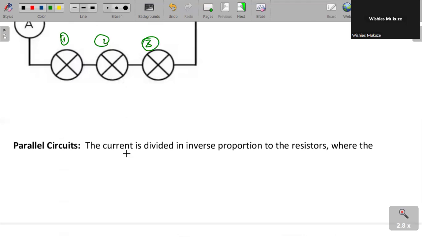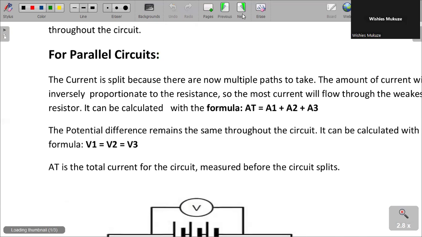Now when we are looking at parallel circuits, the current is divided in inverse proportion to the resistors. For parallel circuits, the current is split because there are multiple paths the current can take.